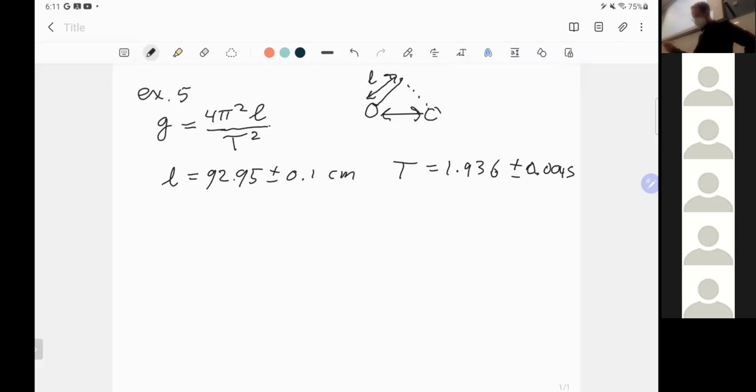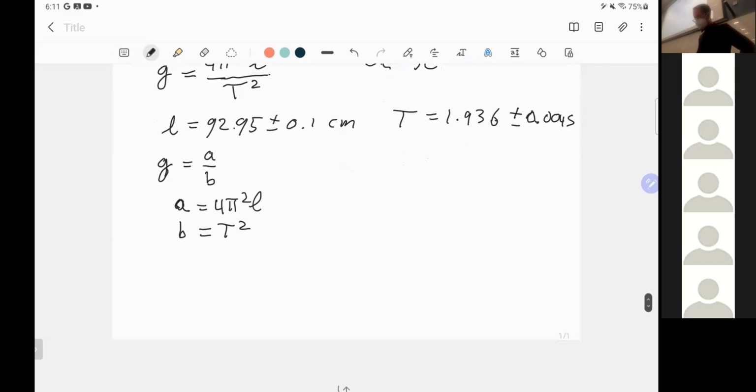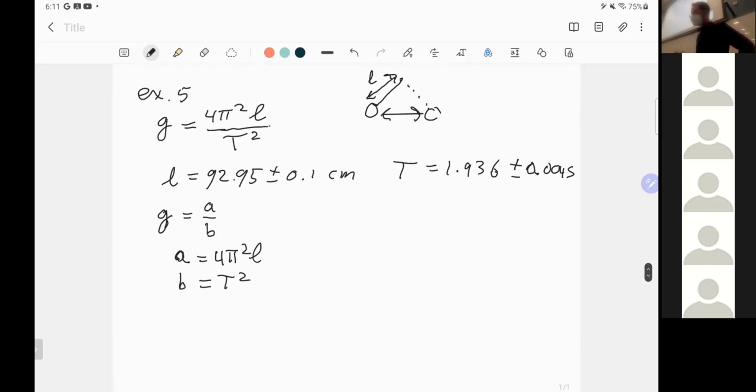Basically this formula involves a quotient between two unknowns. So we could replace this formula with G equals A over B, where A would equal 4 pi squared L, and B would equal T squared. First we can calculate the best value for A and the uncertainty in A.